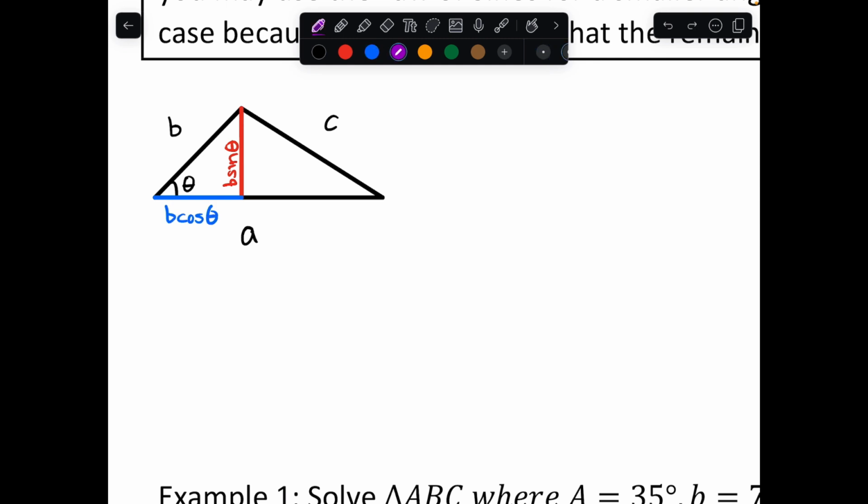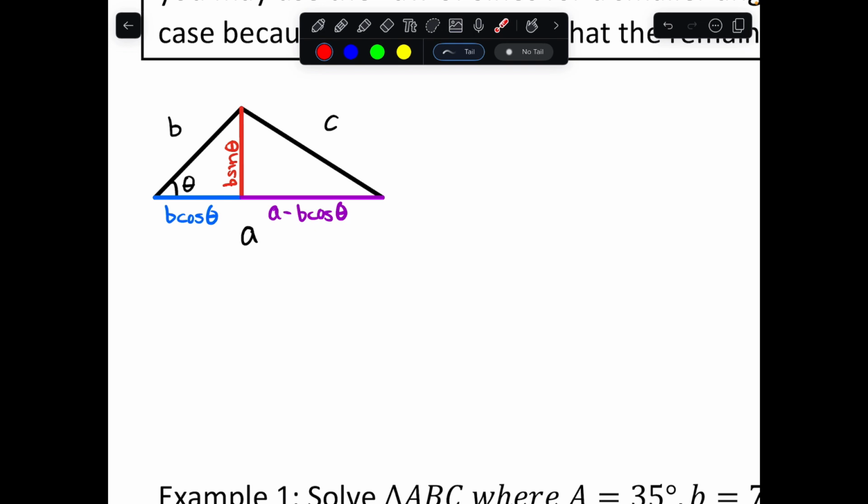So now, what is the other section of this line? And I'll highlight it in purple. Well, this whole thing is A. So if I just want this purple part, all I have to do is take the entire thing, being A, and subtract this blue part, being B cosine theta. So this purple portion is going to be A minus B times cosine theta.